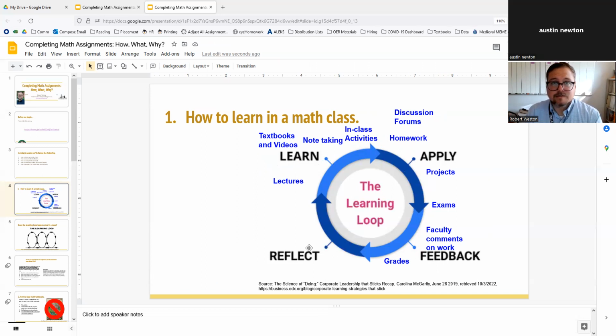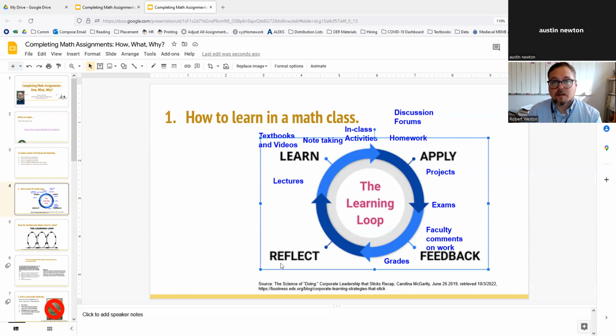The reflect piece is really, for lots of reasons I can't get into, left to students. When you get feedback from either grades or faculty comments, what you do then is up to you. And whether you want to use those to change how you learn, what you do when taking notes, when you read textbooks, watch videos, that is up to the student. And we don't really talk a lot about that, quite frankly. This is an area where we don't have a lot of course components, right? A lot of things that you're expected to do.